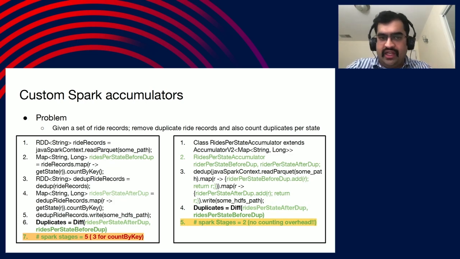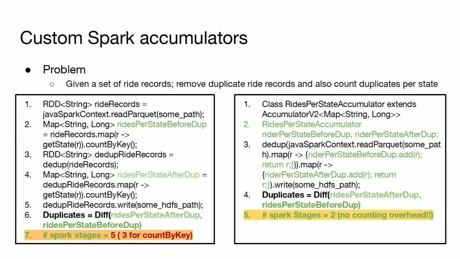I'm right now focusing on the left section of the slide. First, we are trying to read the records from Parquet. Then before deduplication, we will try to find out the records per state. I'm talking about a very naive way. Then we will dedupe the records, which is step 3. Step 4, after deduplication, we want to find out how many records we have per state. Step 5, the deduplicated records, we will write to HDFS.